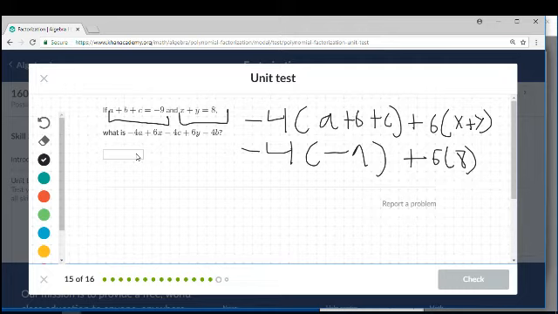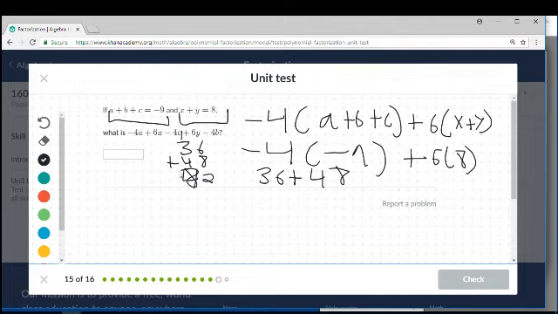So 9 times 4 is 36. So this is 36 plus 48. Let's do some old-fashioned mathematics. 6 plus 8 is 14. Carry the 1. 48, 58, 68, 78, 80, 84. So the answer is 84.